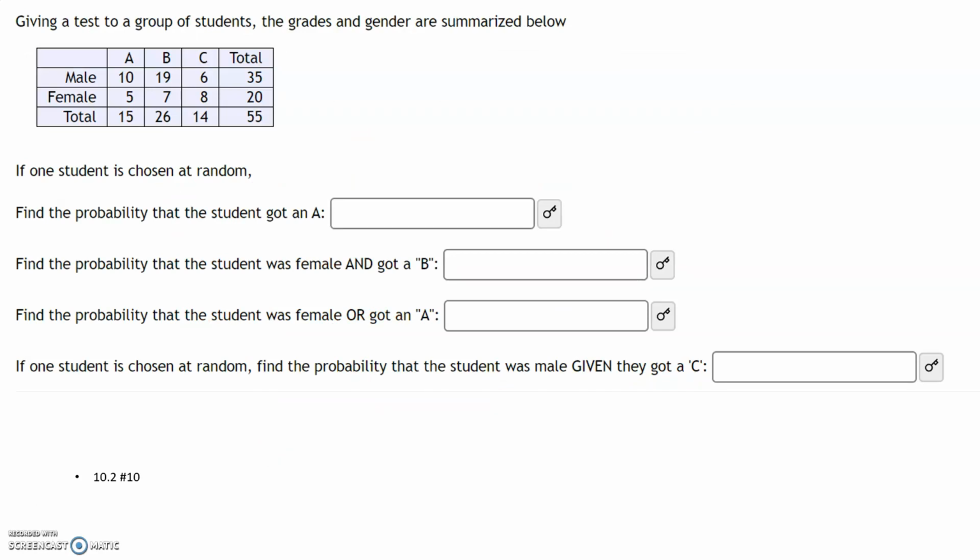We have a table split up by males and females, and those who received A's, who received B's, and who received C's. If one student is chosen at random, find the probability that the student got an A. So we look at all the people who got A's. There were 15 and a total of 55. So that's going to be 15 out of 55. Remember that probability is the number of successes divided by the total.